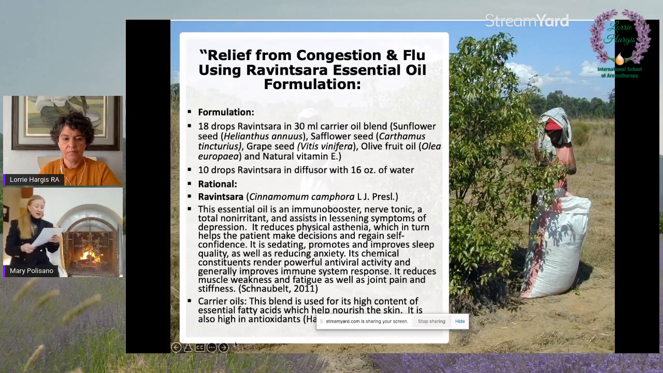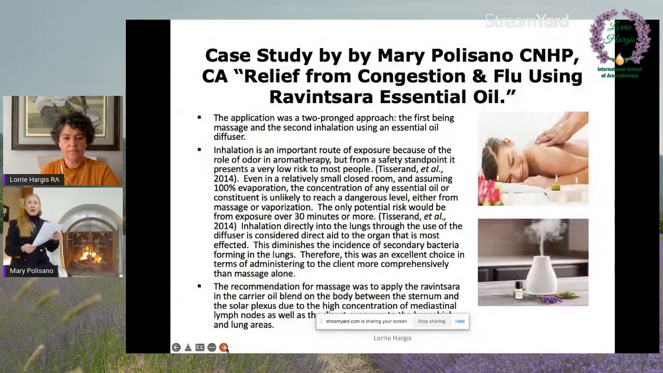So what we did was 18 drops in a carrier oil, and the carrier oil was a group of different good omega-3 fats. We were able to do 18 drops in the blend. And then we also asked him to put it into 16 ounces in an aromatherapy water diffuser. The reason for that was because we wanted a two-pronged approach for this young man, one being massage. We had him massage the oil with the carrier oil blend right on his solar plexus, right on his chest.